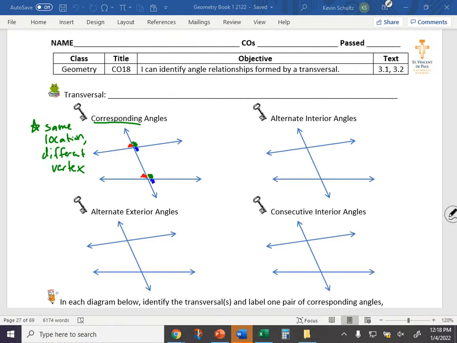If I were to highlight the bottom left angle in my top vertex, which angle would correspond with it in the other vertex? The bottom left, right? Same location, different vertex. Okay, they correspond to each other.